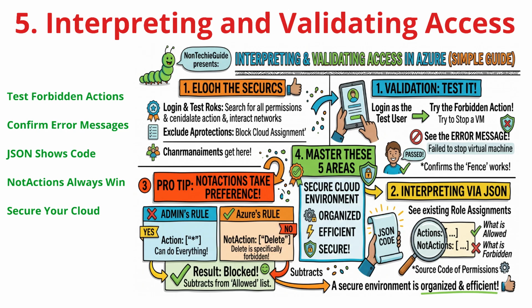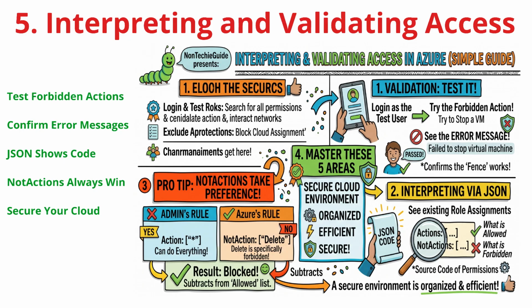To see exactly how these rules are written, you can dive into the JSON source code. Here, you'll see actions, which are the green lights for what is allowed, and not actions, which are the red lights. Always remember the golden rule of Azure. Not actions always win. If an action says yes, but a not action says no, that task is blocked immediately. By mastering these validations, you transform a complex cloud environment into a space that is organized, efficient, and most importantly, completely secure.